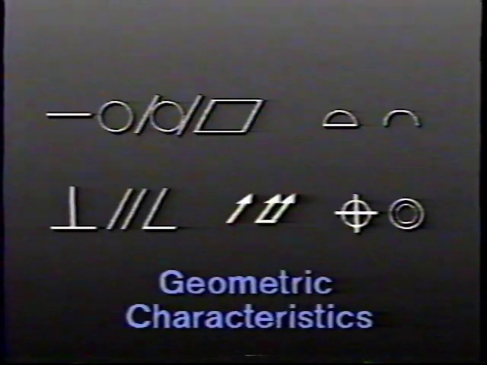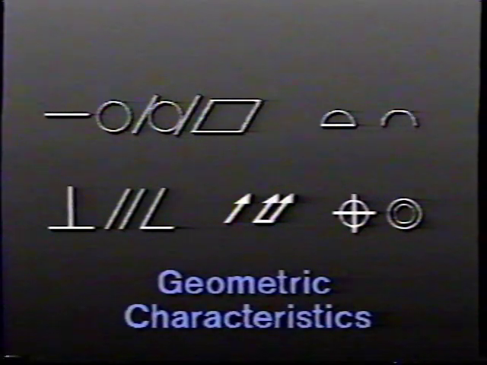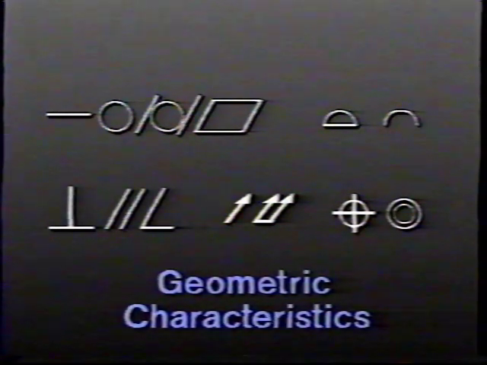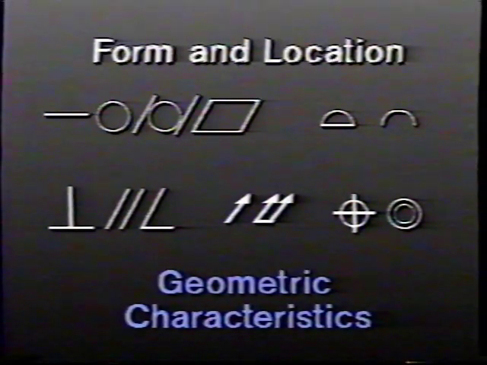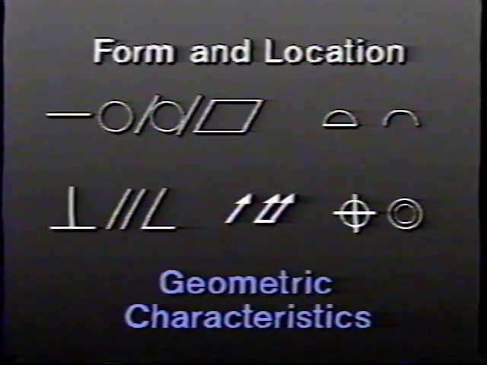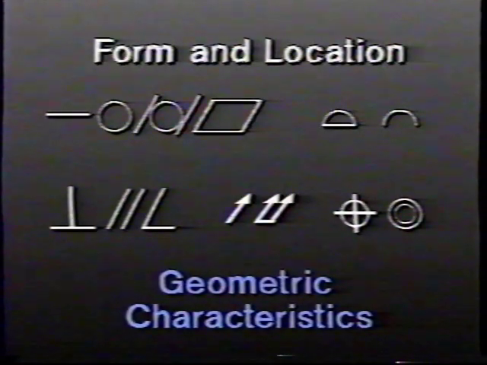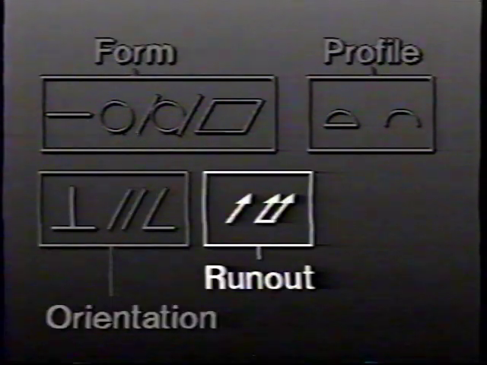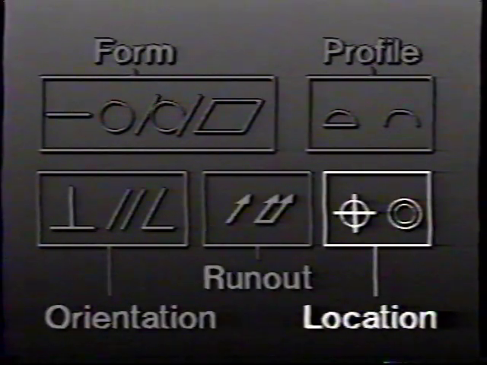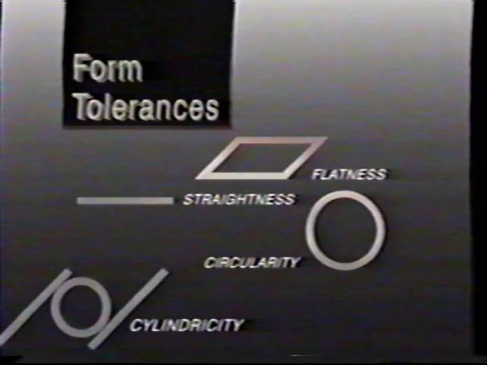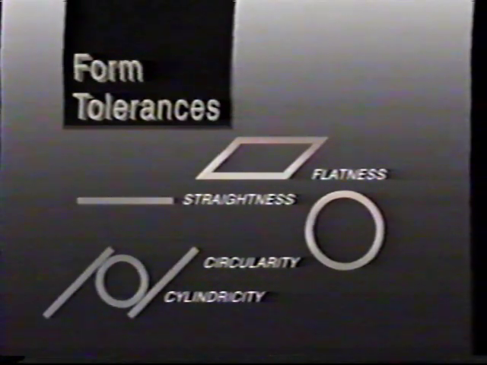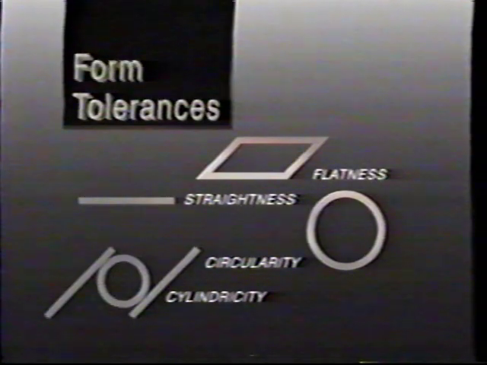The first compartment identifies the geometric characteristic that's being specified. Geometric characteristics define the form and location of a feature, as well as its relationship to other features. The geometric characteristics fall into 5 categories: form, profile, orientation, runout, and location. The first category, form, controls the shape of a feature. It includes flatness, straightness, circularity, and cylindricity.